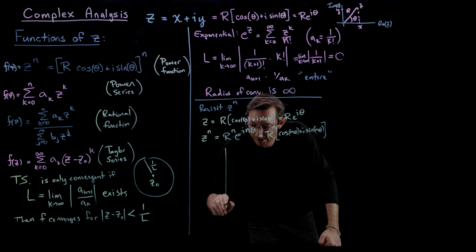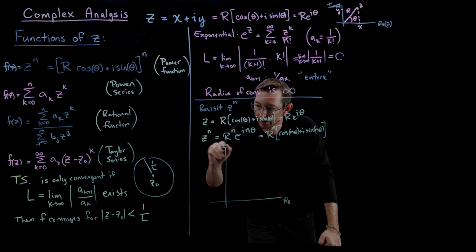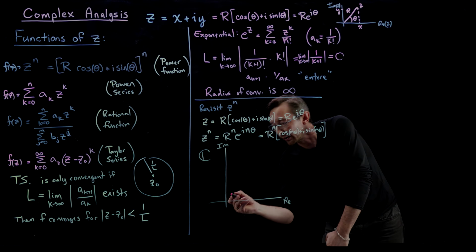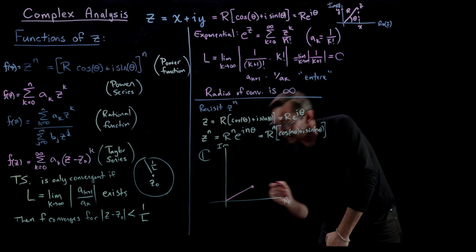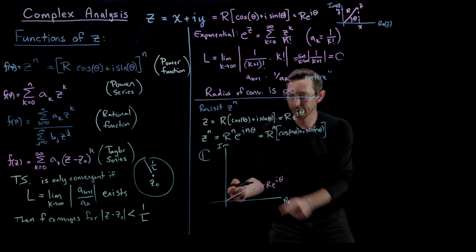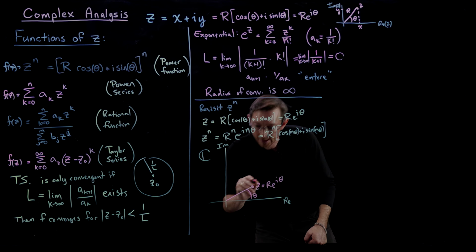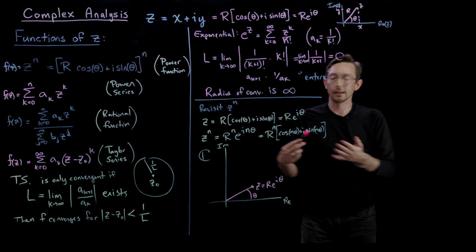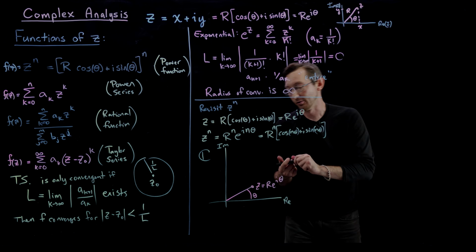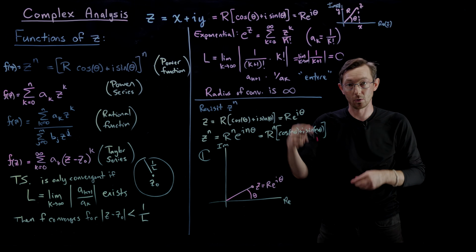So if I have my complex plane where this is real and this is imaginary, and I have some z variable, let's say z equals r e to the i theta, it has some length, some radius, and some angle theta. Then if I look at z squared, I am going to square the radius and double the angle. So it's really easy to take powers in the complex plane when you think about them in polar coordinates.